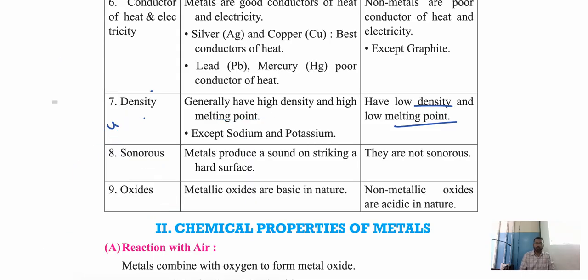And also sometimes, my dear students, we can expect a question in this form also. Write the differences between metals and non-metals with respect to physical properties. Then you cannot write about metals and non-metals generally, whatever you want. First, you have to see they are asking with respect to physical properties. Means only physical properties you have to write. Nothing else.